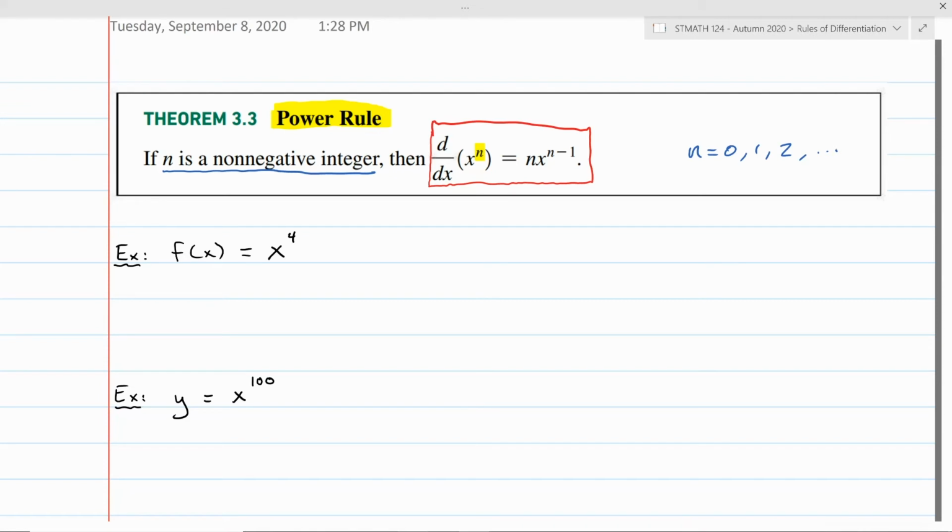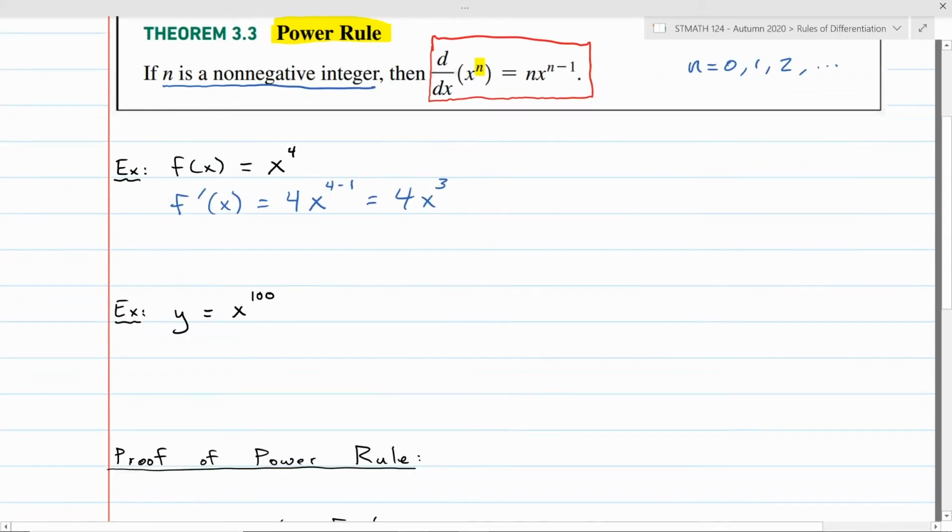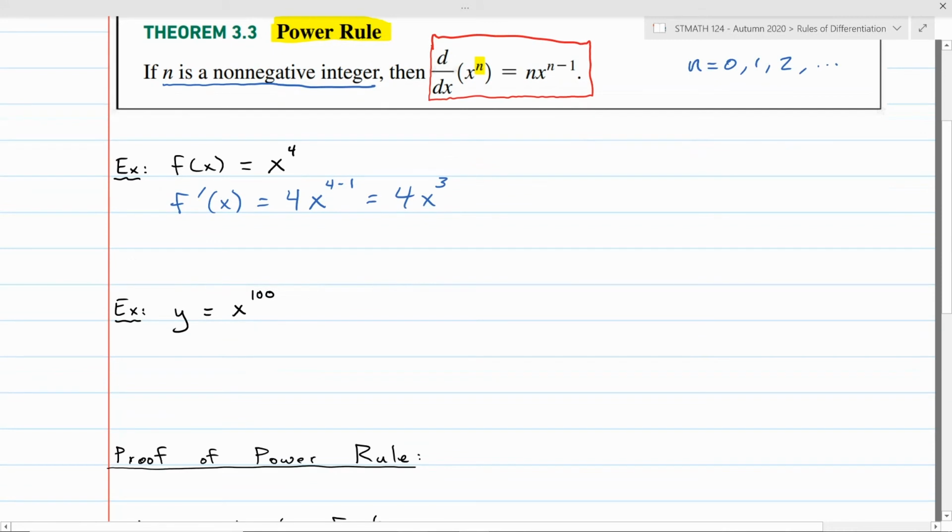So the derivative of x to the 4th, the way the rule works is whatever the exponent is, you bring it down, and then you reduce that exponent by 1. So it'd be 4 minus 1 there. Or in other words, 4x to the 3rd. Done. That's way easier than doing a limit thing.